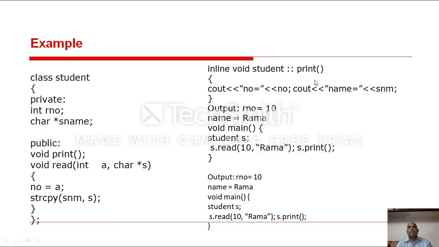This is an inline function that is defined inside the class. Inline void student print simply displays the number, name, etc. So simply, what is an inline function? An inline function mechanism is useful for functions. The inline functions are similar to macros.